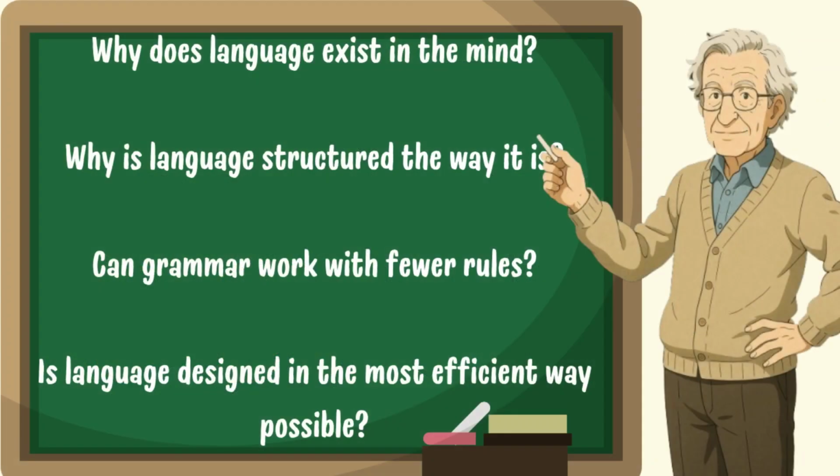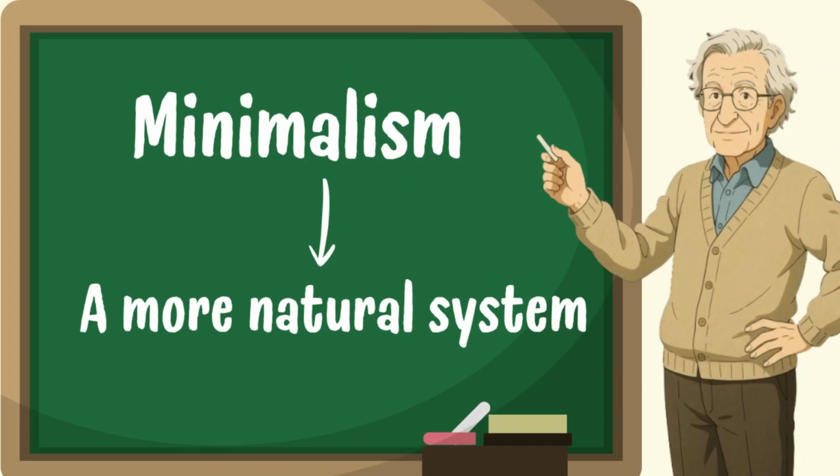Instead of making grammar more complicated, Chomsky wanted to know, why does language exist in the mind? Why is language structured the way it is? Can grammar work with fewer rules? Is language designed in the most efficient way possible? So minimalism tries to reduce grammar to the smallest, cleanest, most natural system.